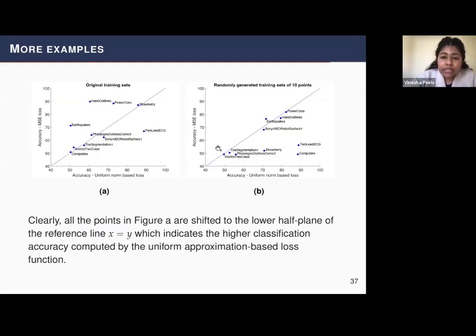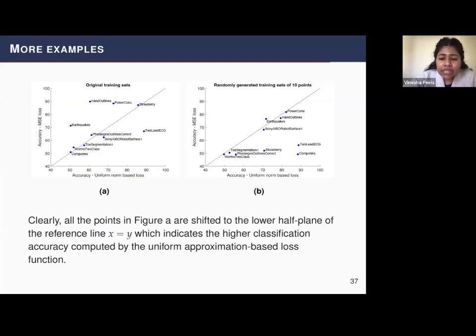Now, again, what we want to check is to artificially reduce the number of data points in the training set. So the figure on your right is figure B. As you can see, we only randomly generate training sets of 10 points. So we randomly select 10 points, and those 10 points will be my training set now. And we perform the same experiments, but with a smaller number of training data points in the data sets.